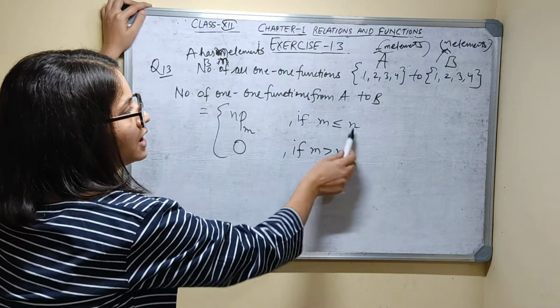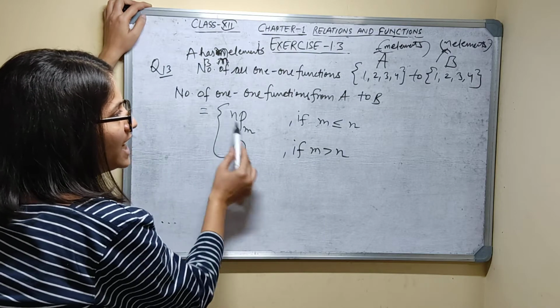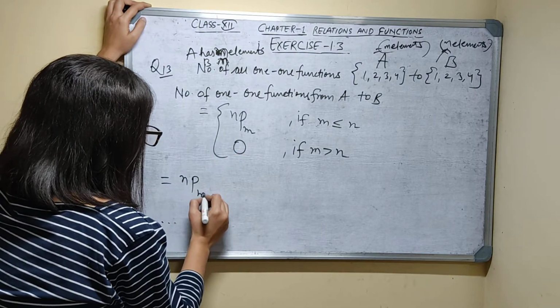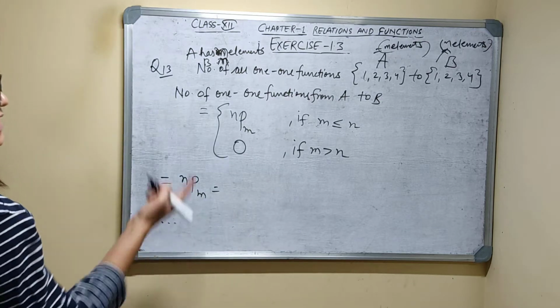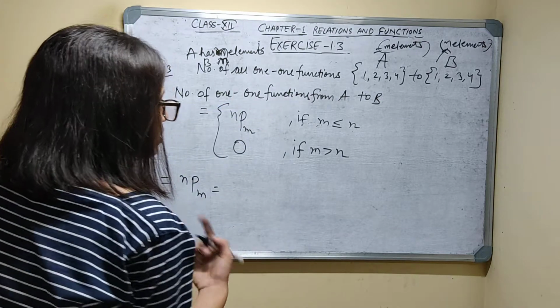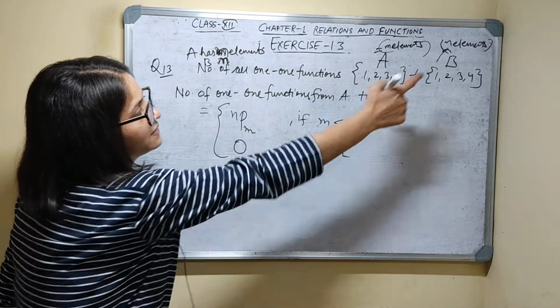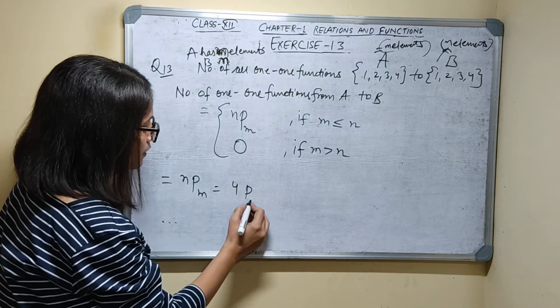So m is equal to what? n. So I have to take value what? nPm. So number of one-one functions will be what? nPm or mPn, anything you can take, because n and m elements are both the same. So nPm will be what? And it's 4 elements, here also 4P4.